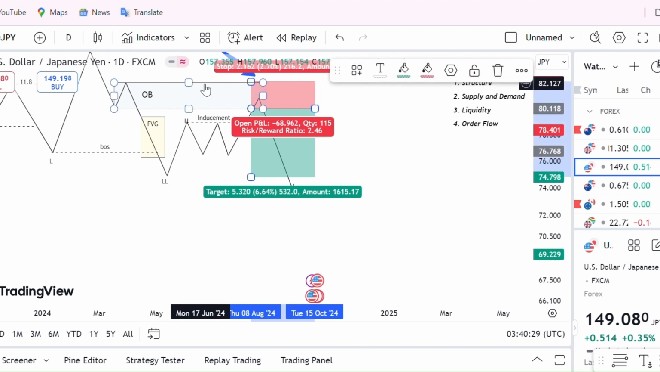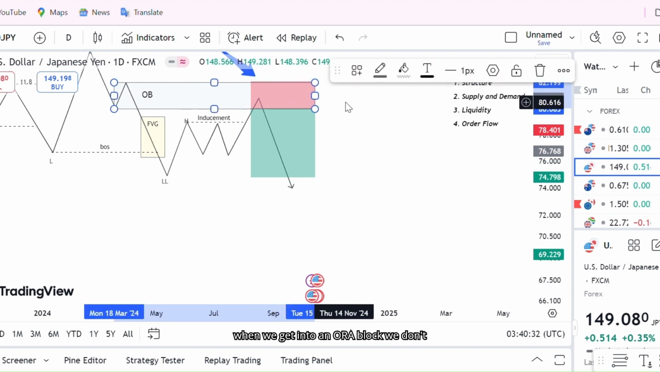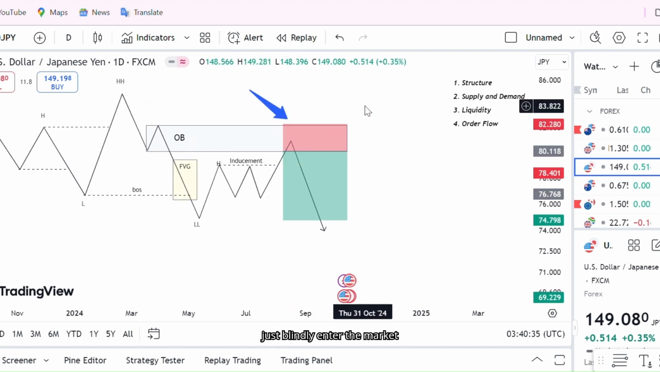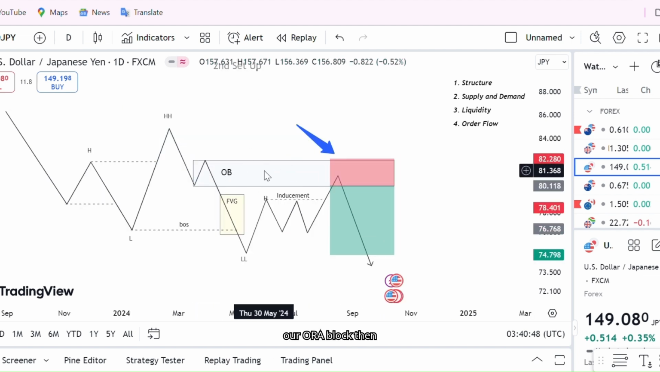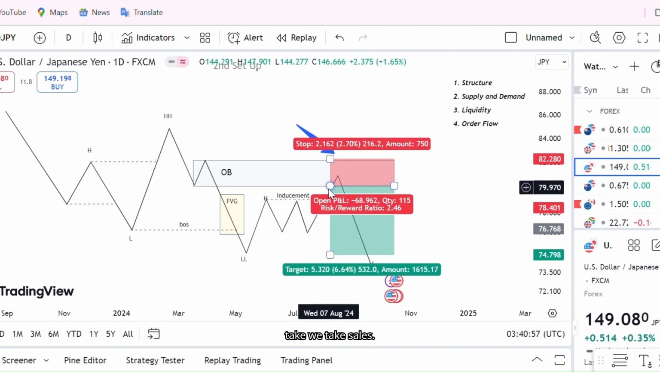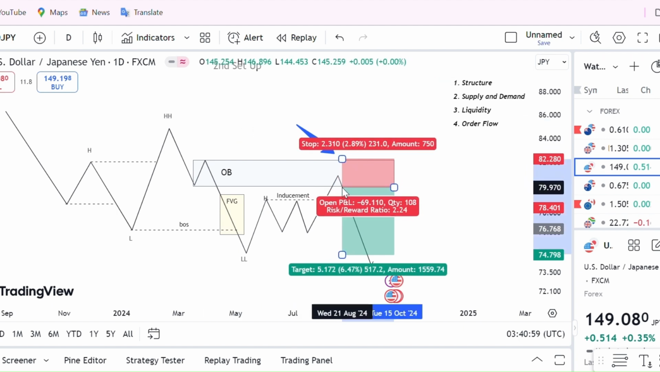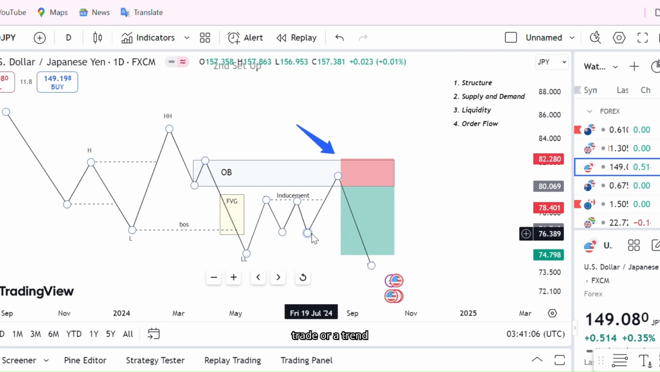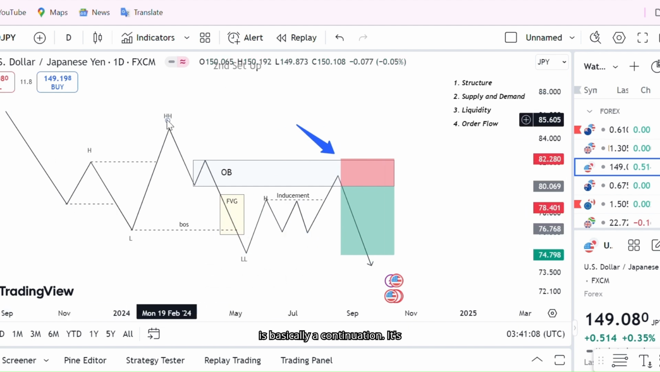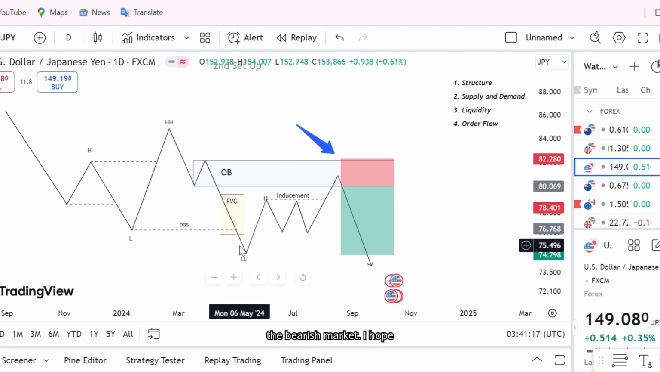So another thing is, when we get into an order block, we don't just blindly enter the market. We have to see a change of character in our order block. Then that's when the order block is confirmed that it is continuing the market, and then we take sales, right? So this whole trade or trend is basically a continuation. It's not a reversal or anything. It's a continuation of the bearish market.